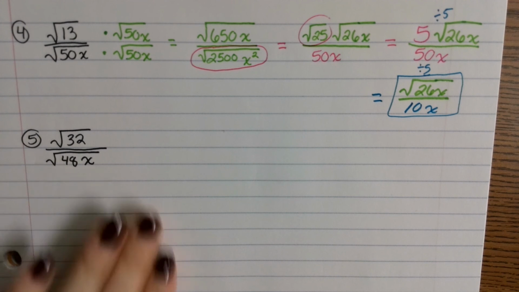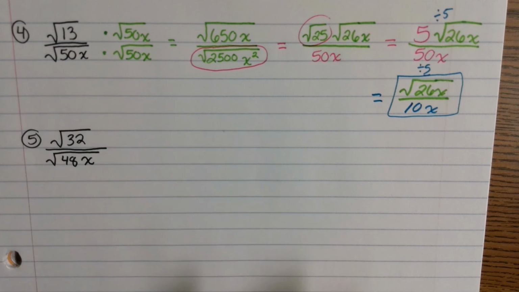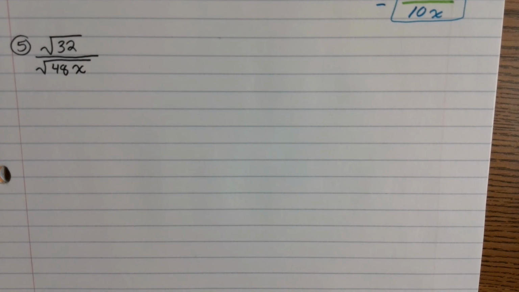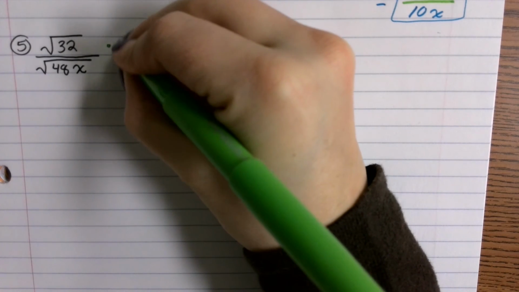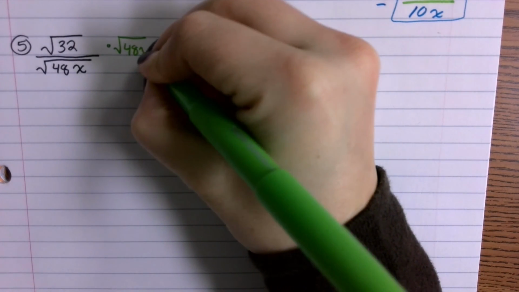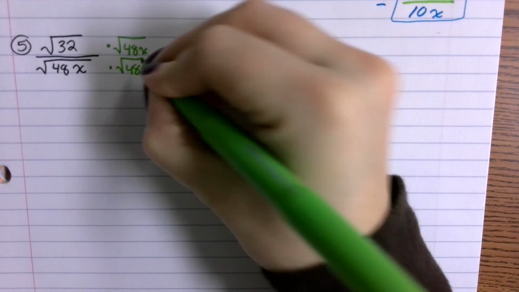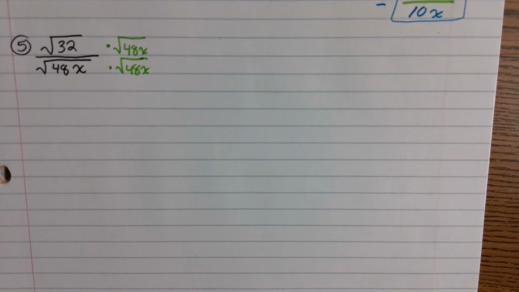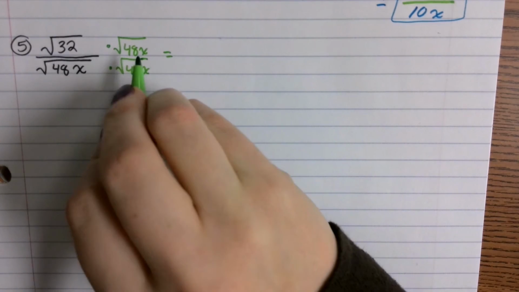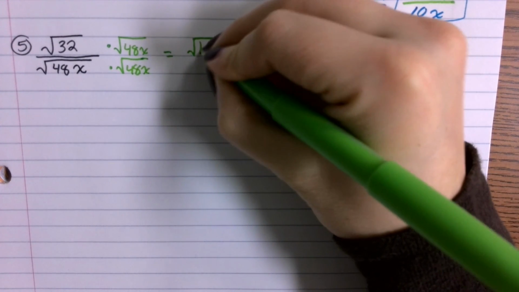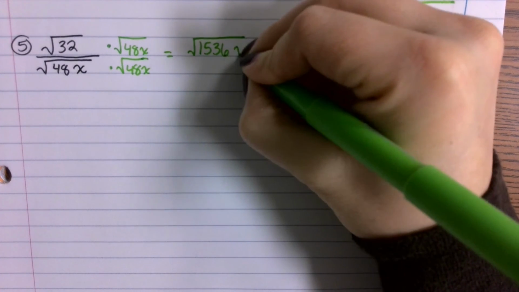Okay, there are two different ways. I'm going to actually show you one way, the way that you probably are all doing, and then I'm going to show you another way that you could do this so that you're not working with such large numbers. But if you're multiplying both by the square root of 48x, you're going to be working with some really large values here. 32 times 48 is going to give you 1536. So you'd have square root of 1536 and then the x.